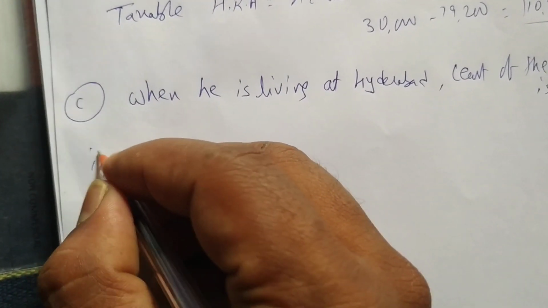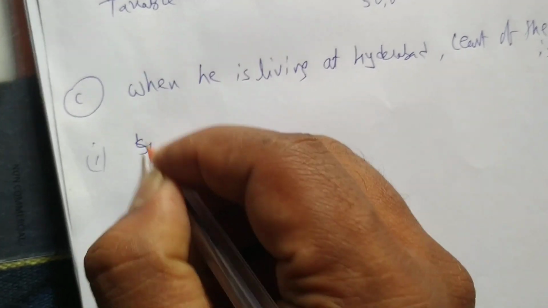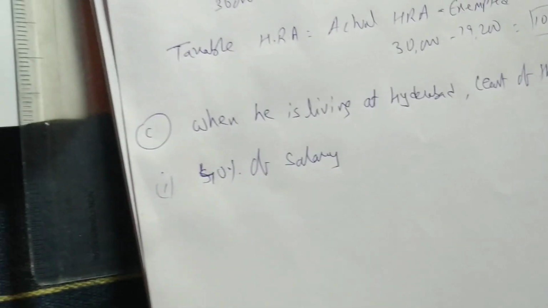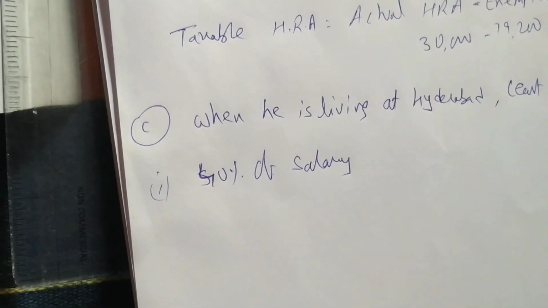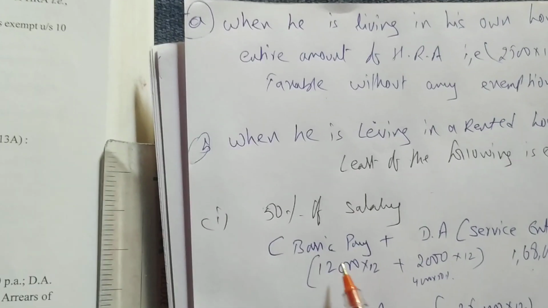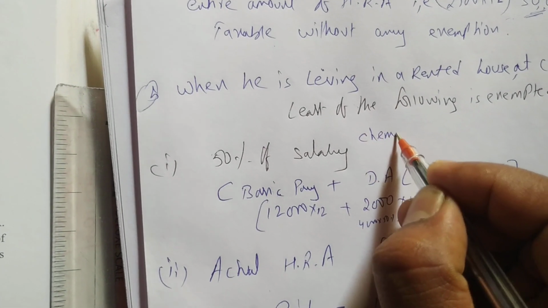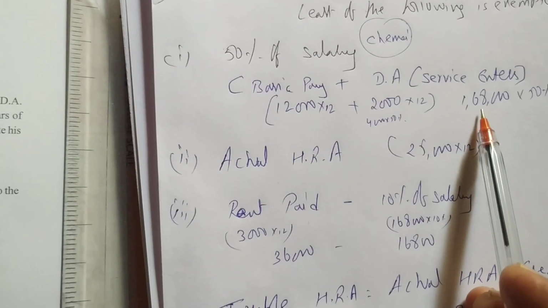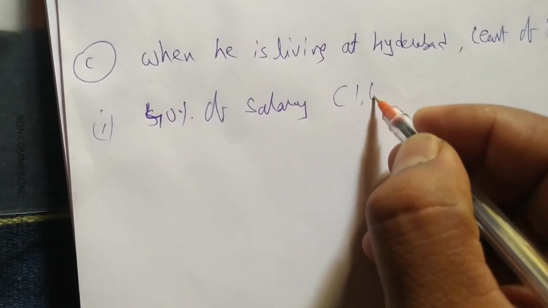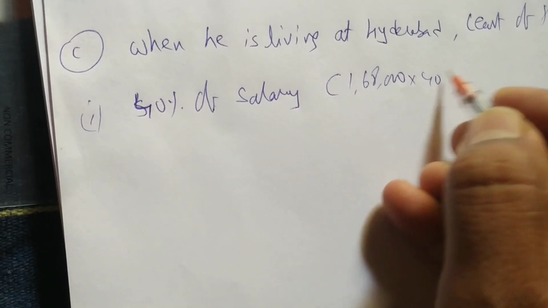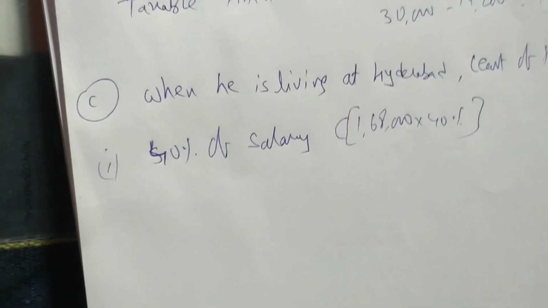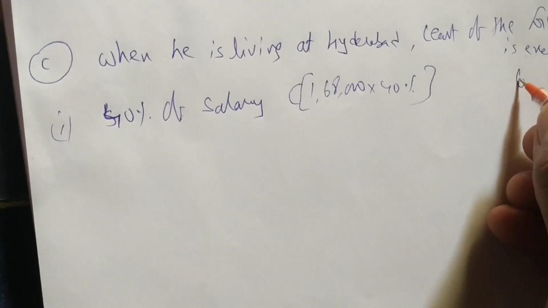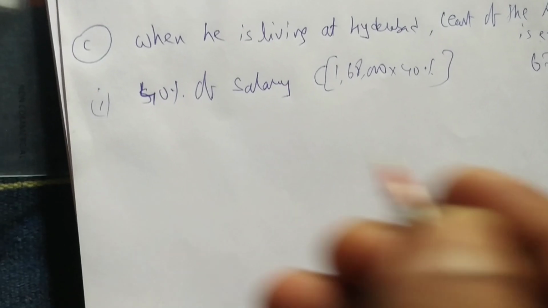First one, 40% of salary. Why 40%? Because he's staying in Hyderabad. Metro city is 50%. Chennai is a metro city, but now he's staying in Hyderabad. So 40%. Salary definition we know, 1,68,000 into 40%. It's 67,200.